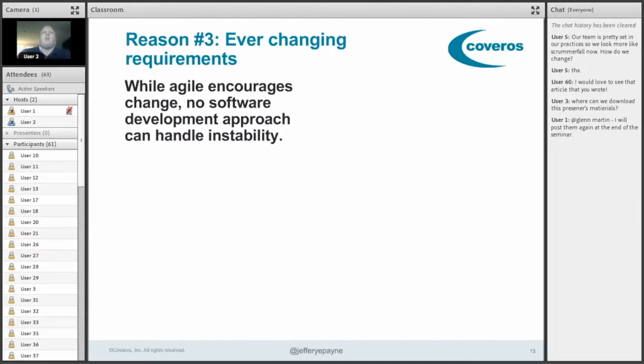So reason number 3, I'll call it ever-changing requirements. While Agile is really big on change, right? One of the Agile principles is embrace change, even if late in the life cycle. Ooh, that sounds great, doesn't it? Unfortunately, what that means for some is that you can always change and you never have to stabilize on a set of requirements, for instance.